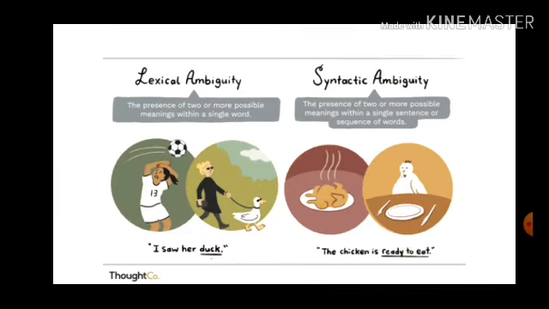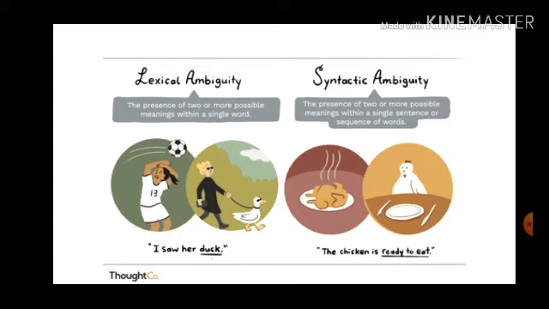Okay, now we come to lexical ambiguity. Lexical ambiguity is the presence of two or more possible meanings within a single word. For example, "I saw her dog." The first picture and the second picture are very different.